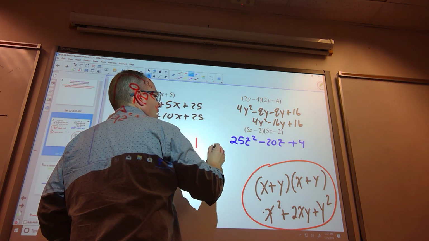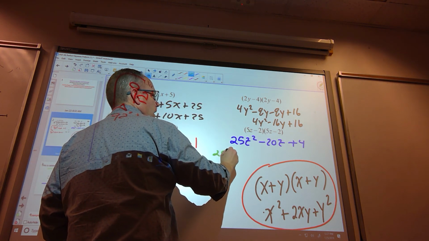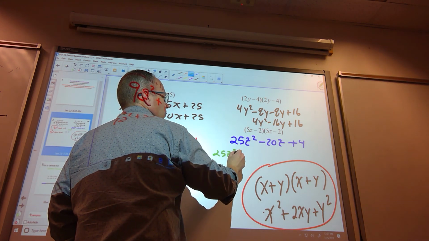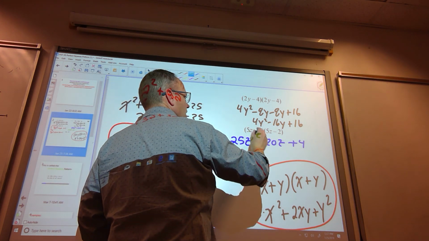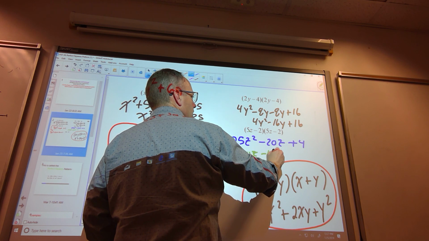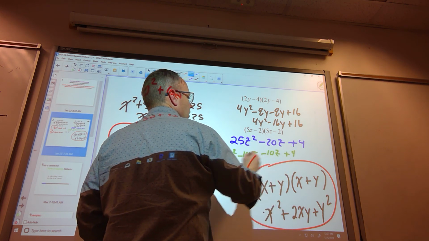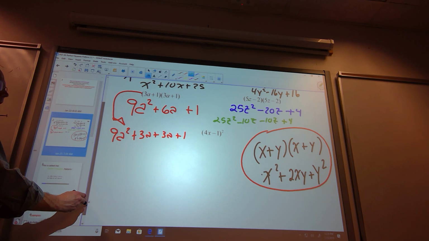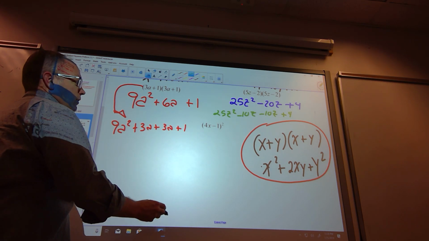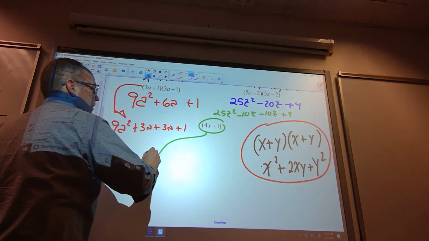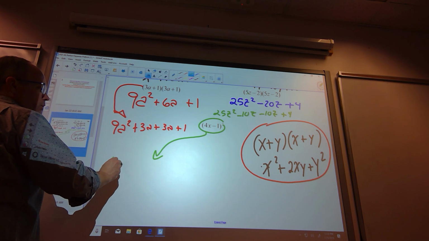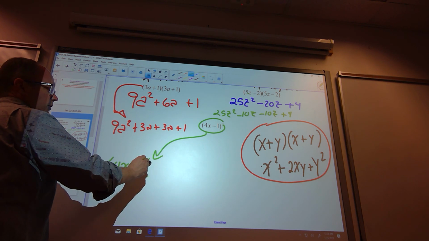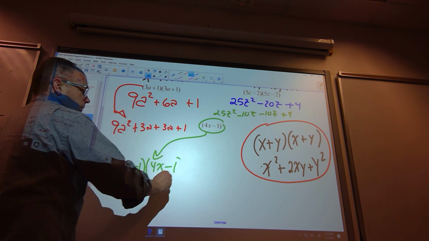Okay, 5z times 5z is 25z squared. Agree? 5z times that is negative 10z. Inside, negative 10z. Outside, plus 4. Does that green equal the blue? Yeah, it does. So if you don't see the pattern, which is okay, just realize that you can always multiply the whole thing out and it's going to work out for you. But sometimes it might be a shortcut.